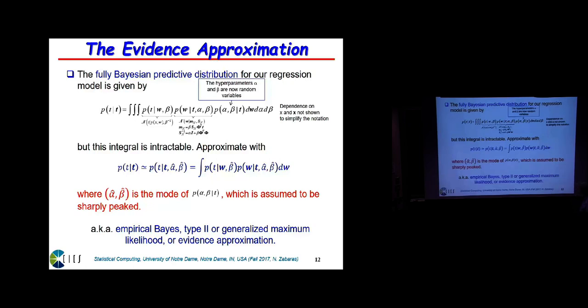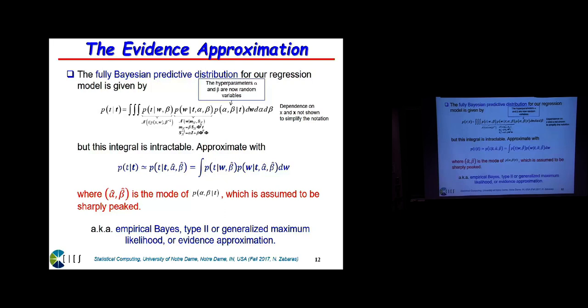So the idea of these hierarchical Bayesian models is the following. Rather than integrate alpha and beta out, which requires that you compute their posterior, how about if you assume that the posteriors of alpha and beta are sharply peaked around their MAP estimates, and you take the MAP estimates of alpha and beta as your values for alpha and beta? Effectively, I am going to do a plug-in approximation.